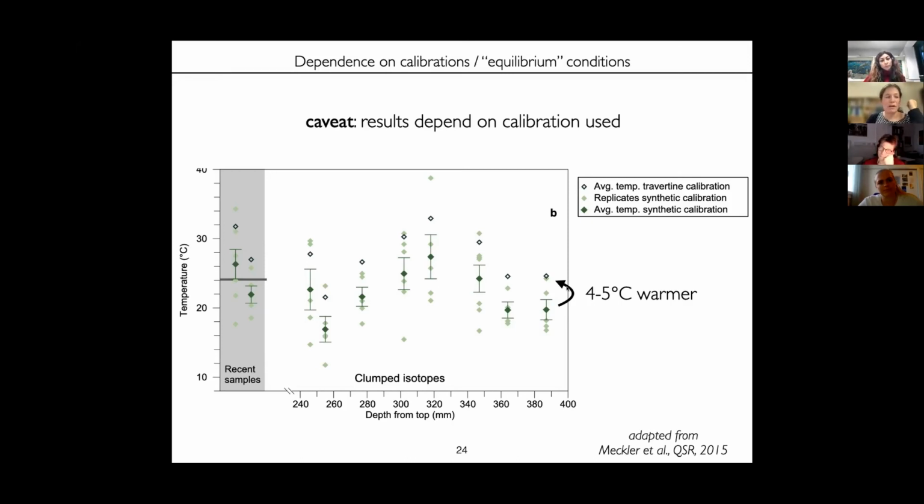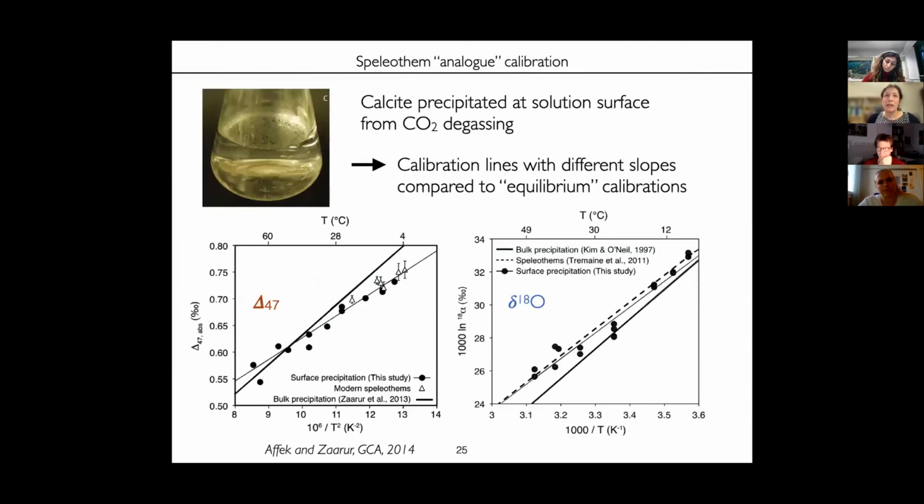At least that's one approach that also Hagit and her group have followed. What they did a few years ago was that they tried to precipitate calcite in a way that's most similar to what we think happens during speleothem precipitation. They precipitated calcite at the surface of a solution, so it's in close contact with the atmosphere. And they derived a calibration both for clumped and for oxygen isotopes that's different in slope from the more established calibrations at that time.